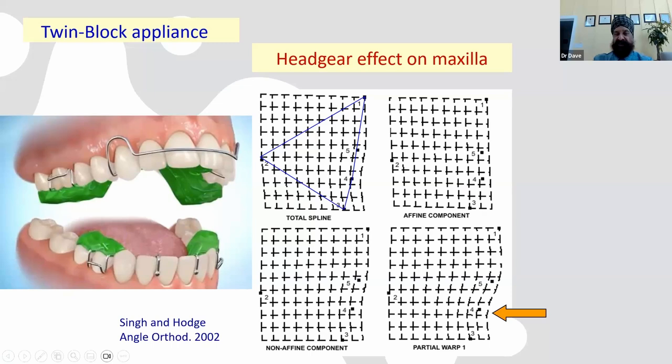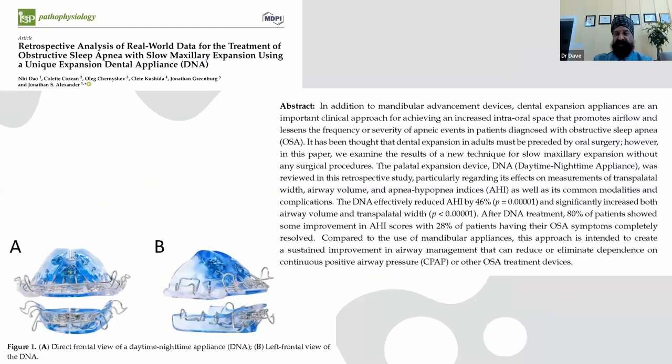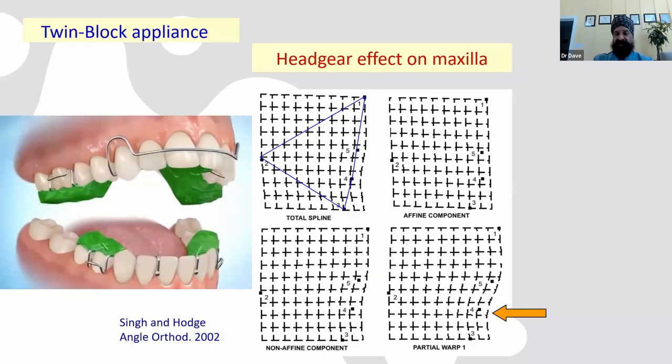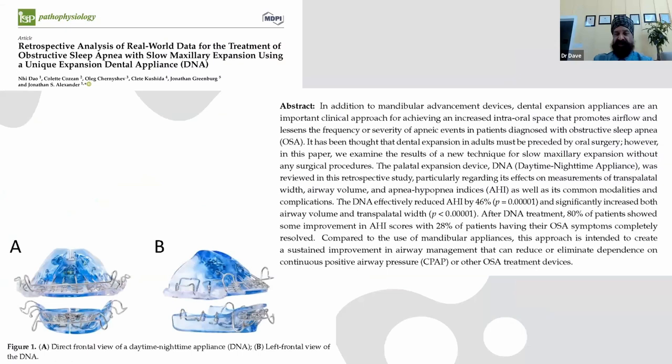And partial warp 1, which was the biggest component, you can see here has retruded the maxilla. It's brought the maxilla back. So the idea here is that if you're going to have a twin block appliance, you need to counteract this retrusive effect on the maxilla. And the way to do that, I thought about it, was to say, let's take the upper device and make it into a palatal expander, and then use a lower device to actually bring the mandible forwards. And that was called the DNA appliance or the mRNA appliance.